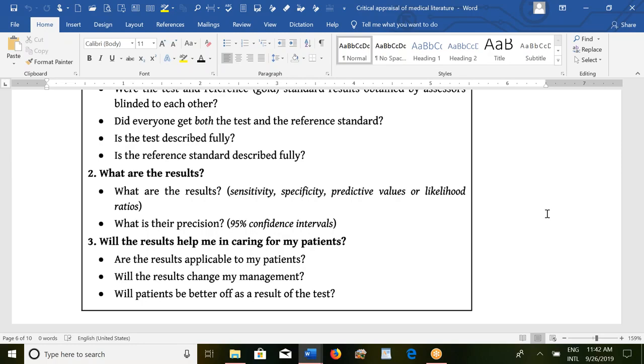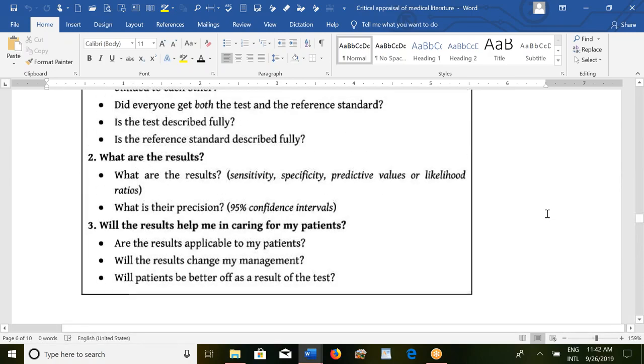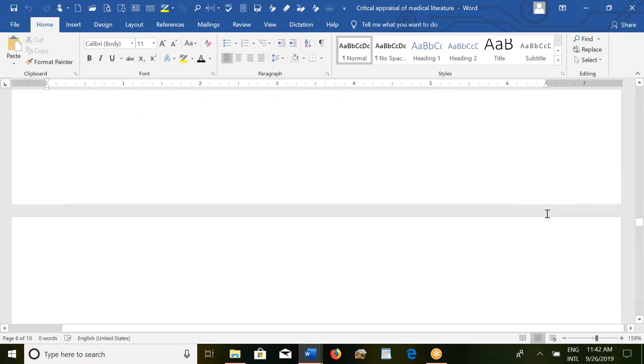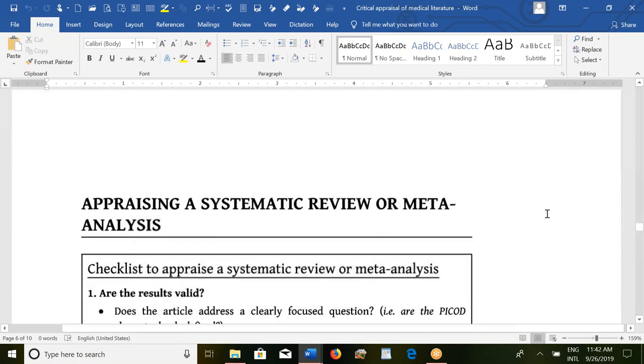Are the results applicable to my patients? Number 2, will the results change my management? Then will patients be better off as a result of the test? Otherwise it is better not to do this test for these patients. So you need to remember these boxes and just learn these points, okay? And then you will analyze something.